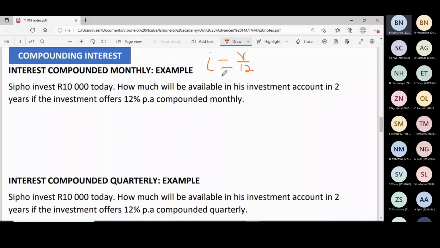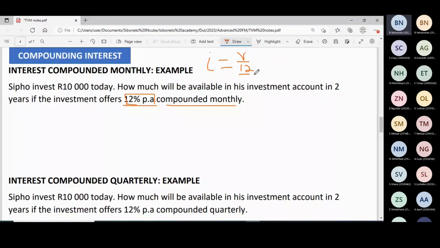You only do this if you are told that interest is compounded monthly. Immediately you see that interest is compounded monthly, you can't use the 12%. Remember, 12% is the annual rate. If interest is calculated monthly, you can't apply an annual rate. So to get the monthly rate, you have to take the annual rate and divide by 12 so that you will get the equivalent monthly rate.